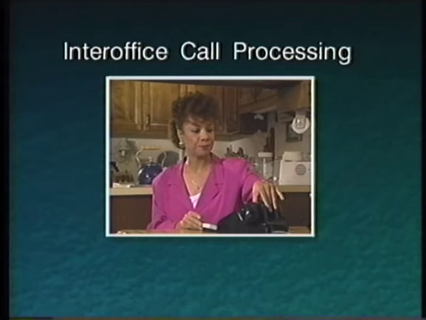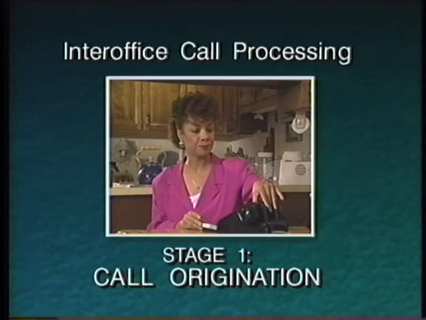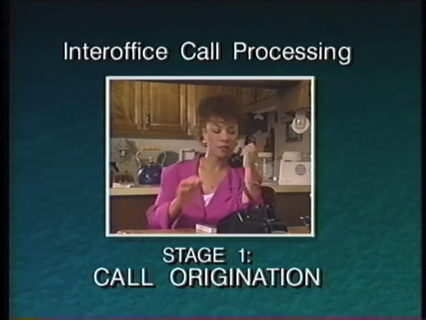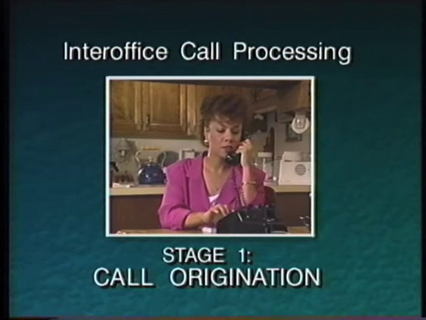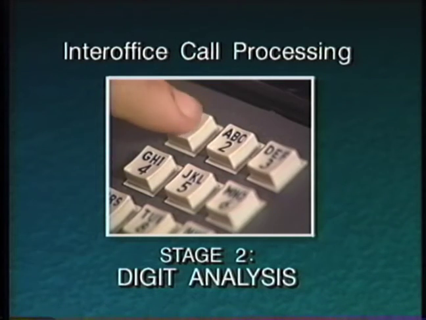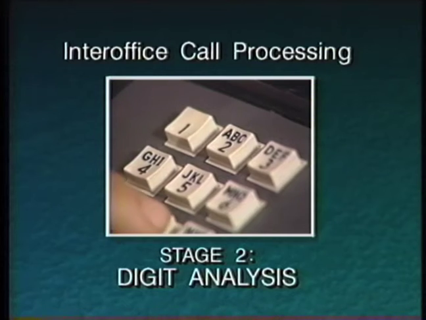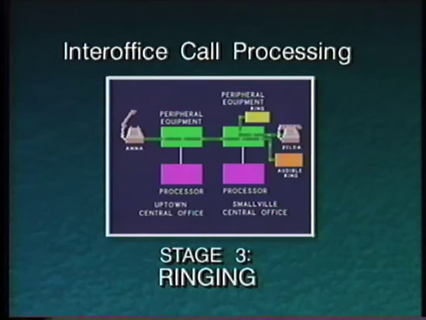Let's review the five major stages of an inter-office switch call. Call origination begins when the phone first goes off hook and includes providing supervision and dial tone. Digit analysis involves receiving the dialed digits and determining the proper route for the call. The ringing stage establishes a path between the originating and terminating offices. A ringing signal is then sent to the called line.